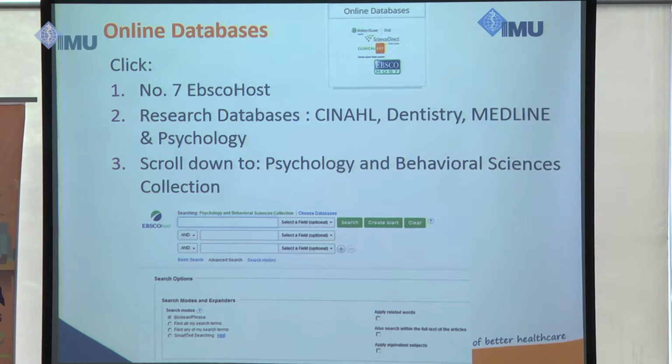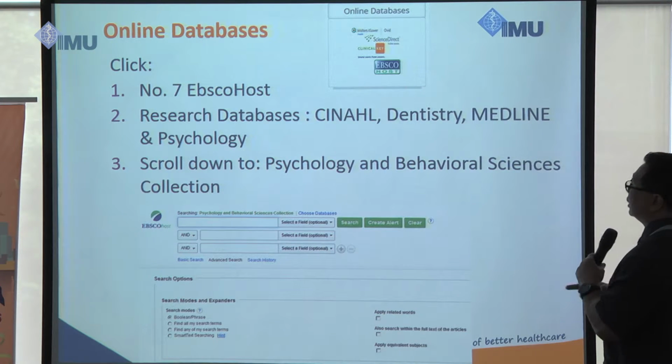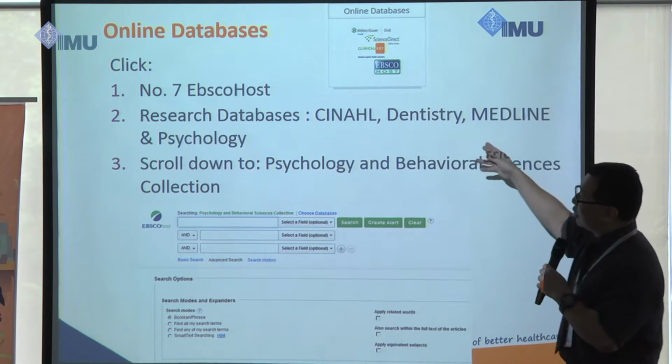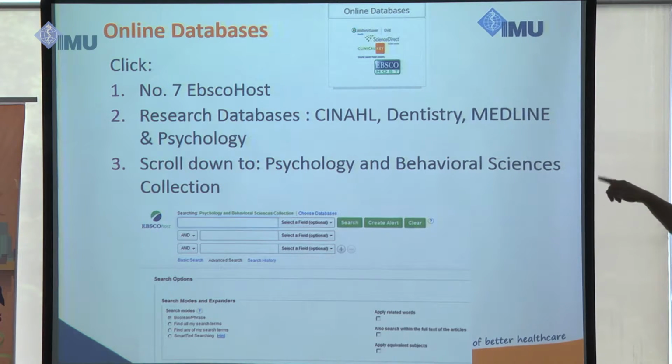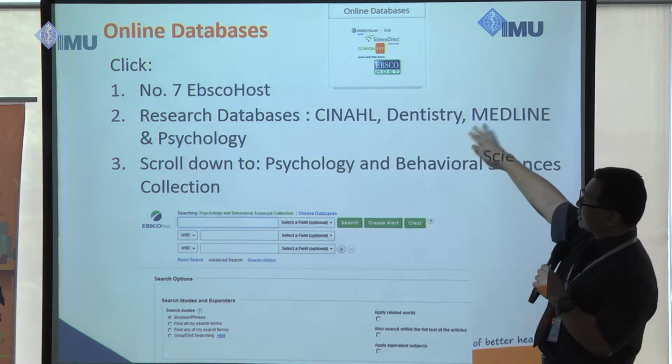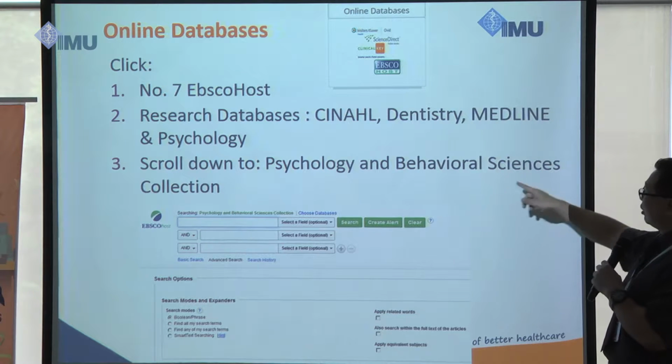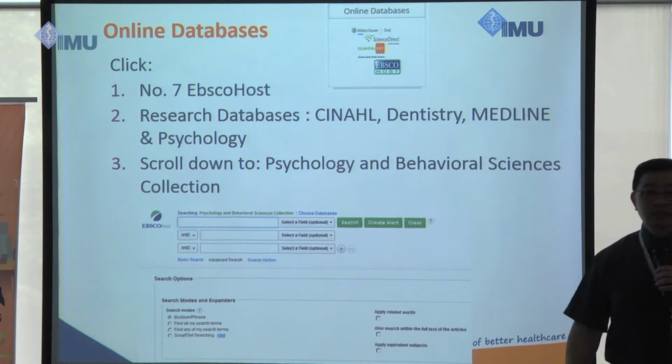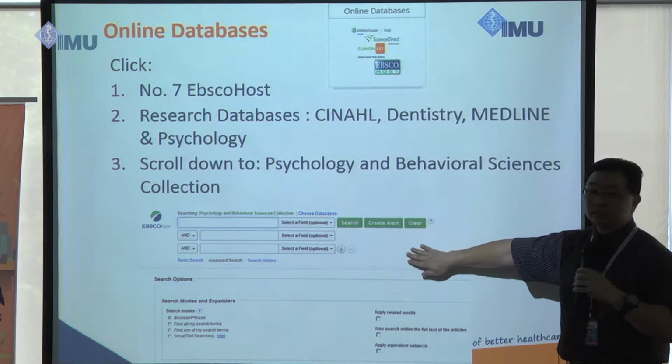Now I'd like to bring your attention to the online databases. So you go back again to the main page and click on online databases. I'm going to show you 3 different ones. And from there, I would like you to click number 7, EBSCOhost in particular. Then follow this sequence, number 7, EBSCOhost, and then click on research databases, right? Dentistry, Medline, and psychology. Once you click on this, then you've got to scroll down all the way to psychology and behavioral sciences collection. That will finally bring you to this point to do your search.